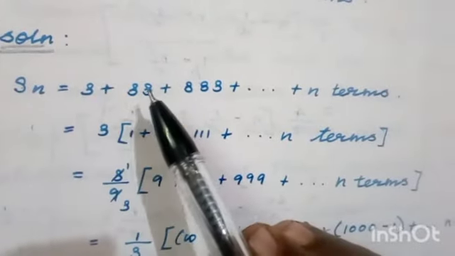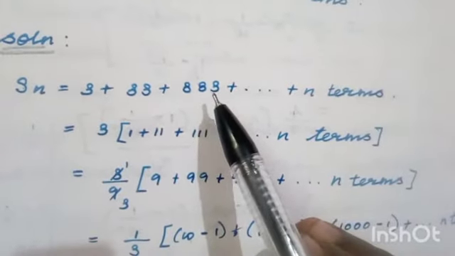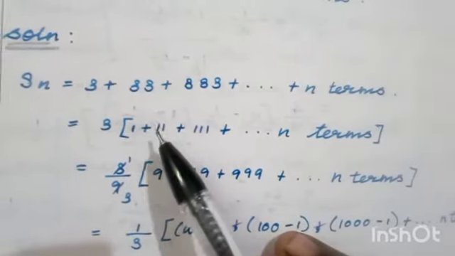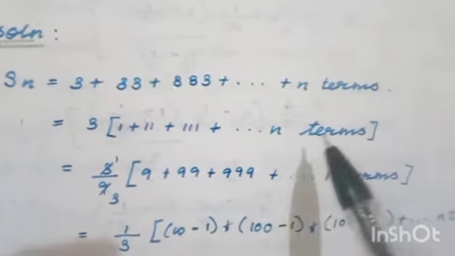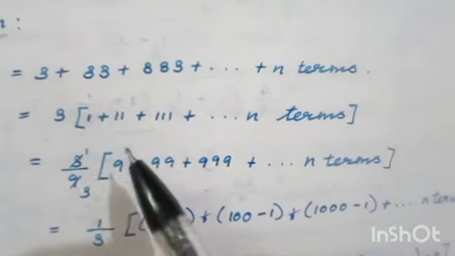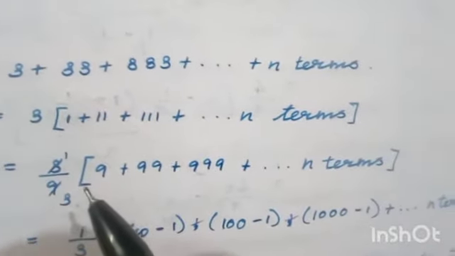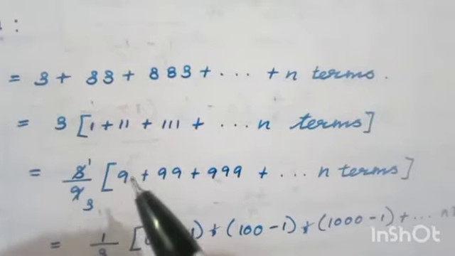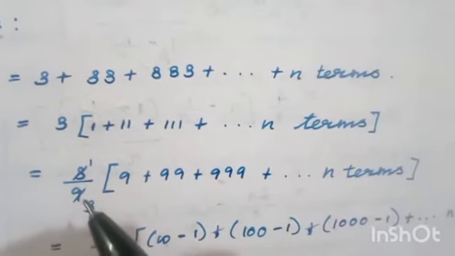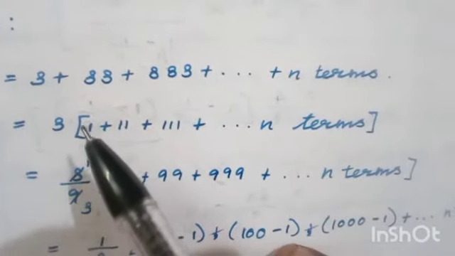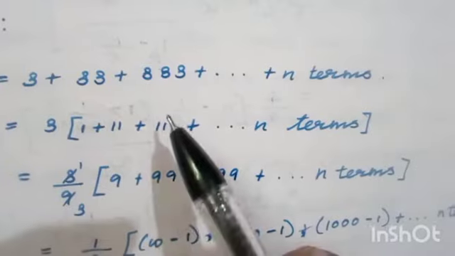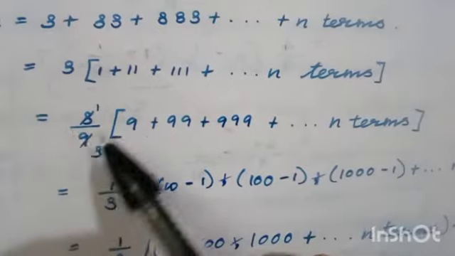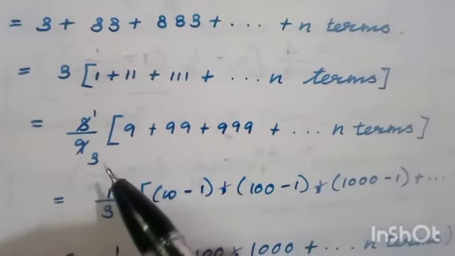So it is 3 into (1 plus 11 plus 111 plus etc.) to n terms. So 3 is taken outside, and the remaining are 1, 11, 111 plus etc. to n terms. Now what is the rule after taking the common terms outside? Multiply and divide by 9. So 9 multiplied inside, outside you have to divide by 9. So 3 by 9 into (1 into 9 is 9, 11 into 9 is 99, 111 into 9 is 999) to n terms. Now outside cancelling is possible. You have to cancel: 1 3 is 3, 3 3s are 9.